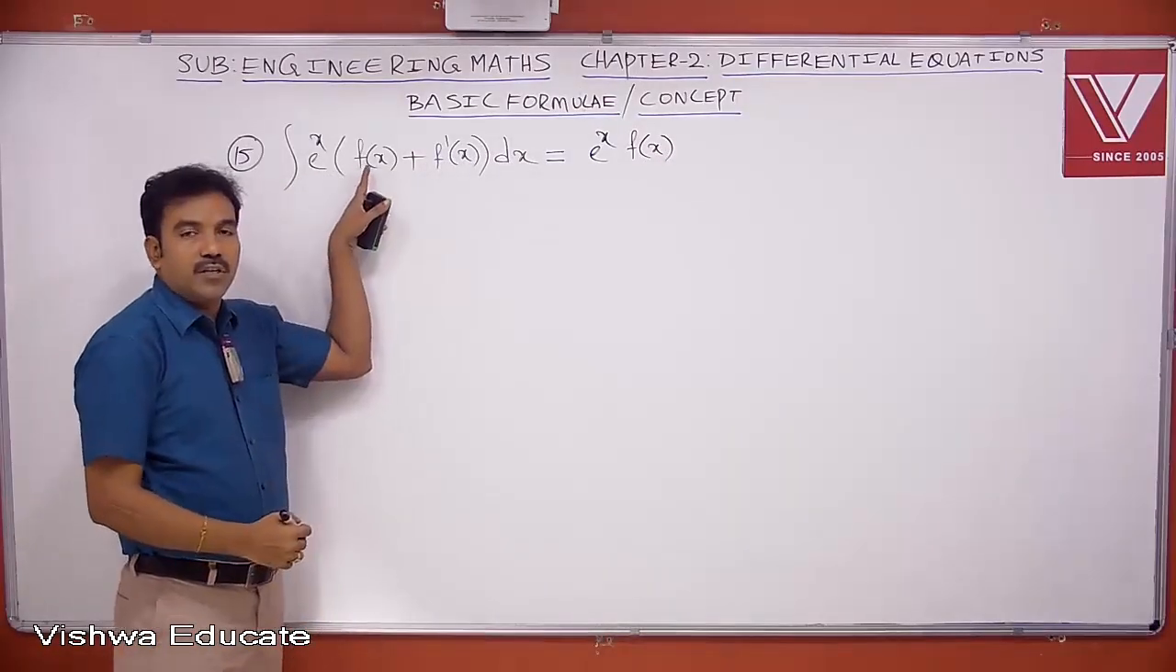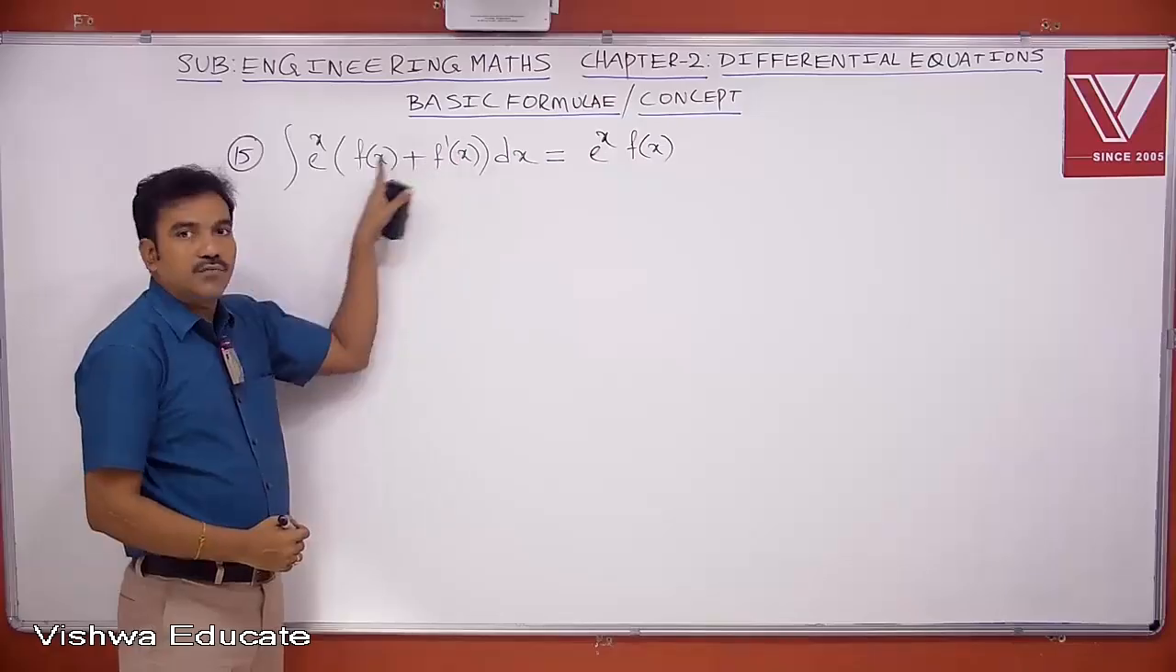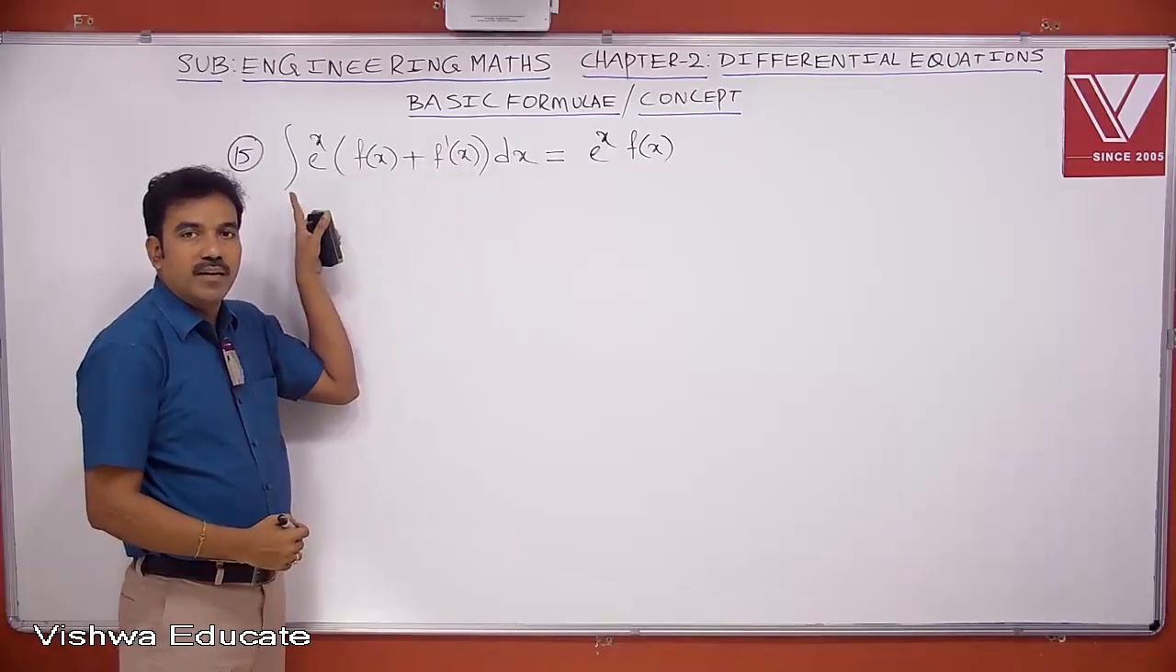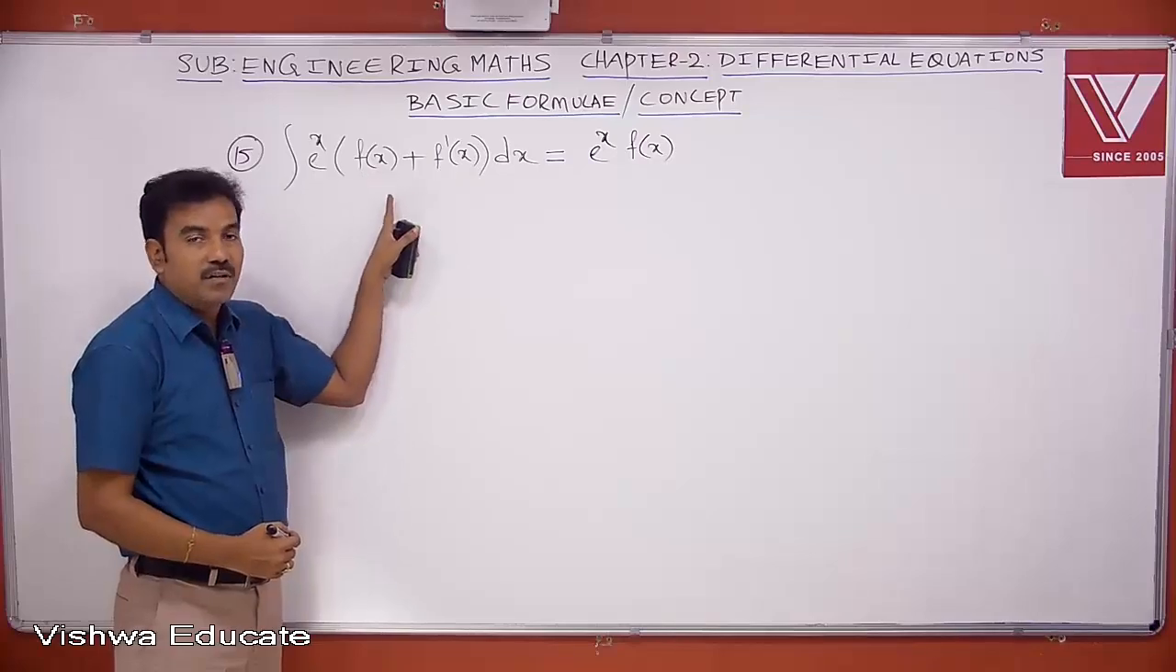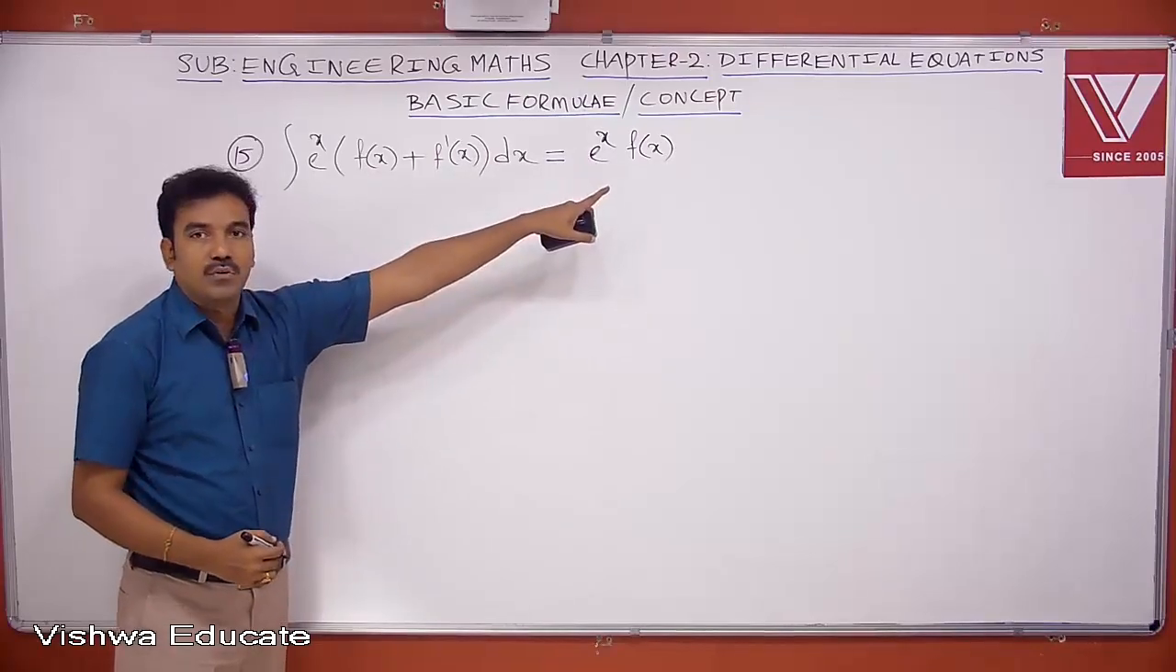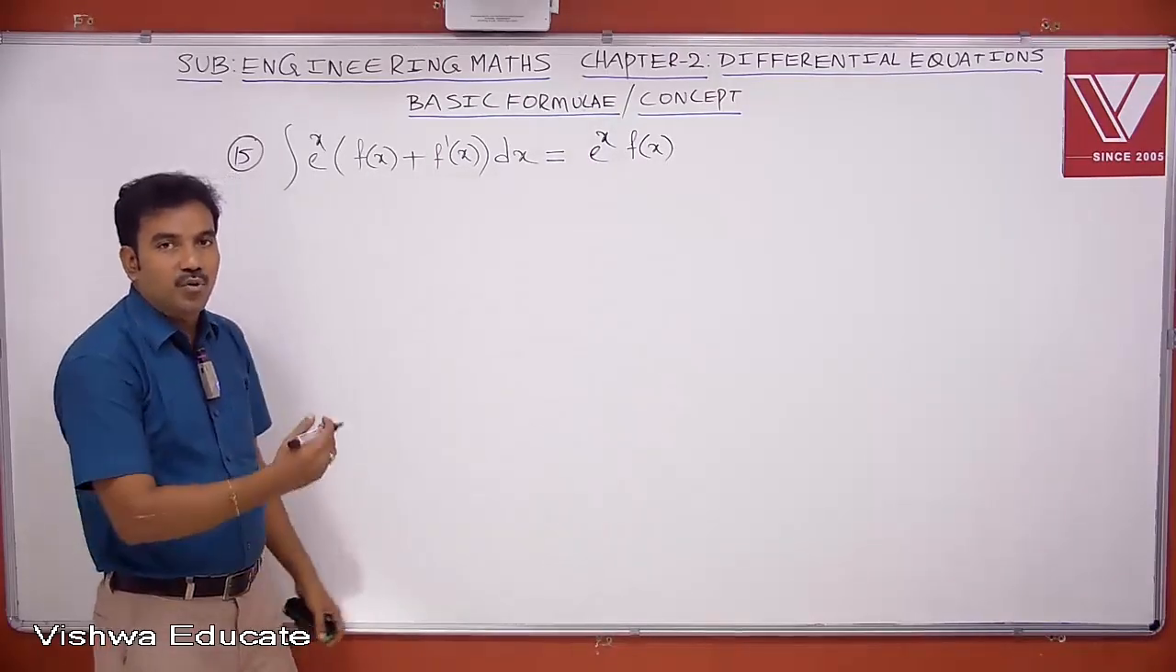Now this is my original function f of x. This is its first order derivative. So when you integrate this function e power x into function plus its derivative, then the result is e power x into f of x. It is very simple to verify.